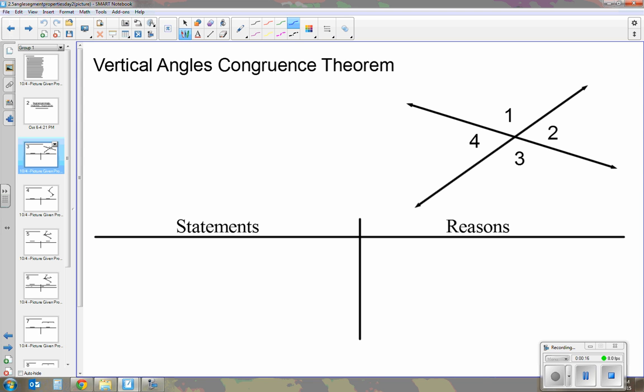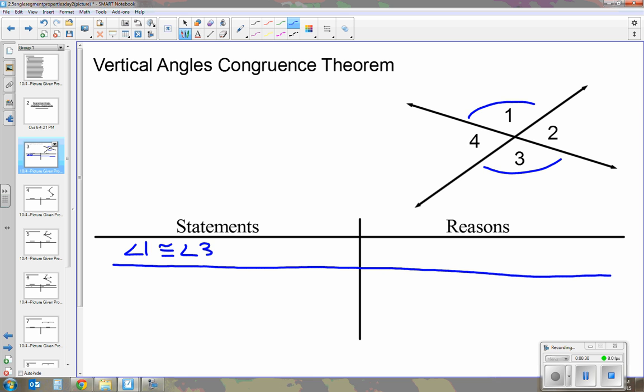If I see a picture like this, I automatically know that angle 1 and angle 3 are vertical, and we know that they're also congruent. So I can write that angle 1 is congruent to angle 3, and the reason for writing that down is my vertical angles congruence theorem.